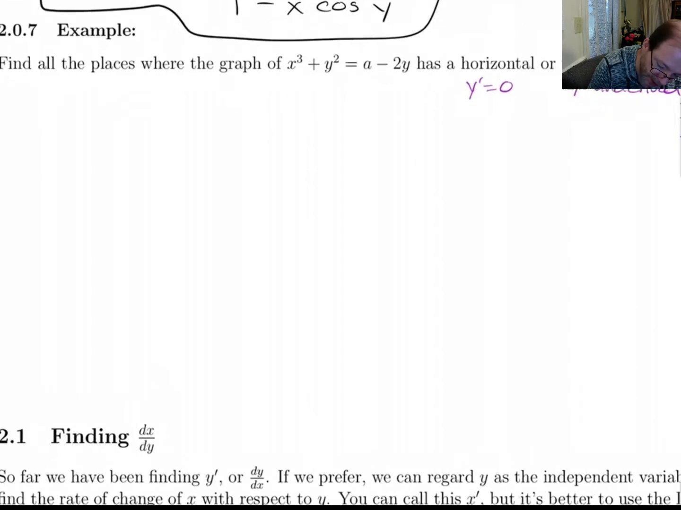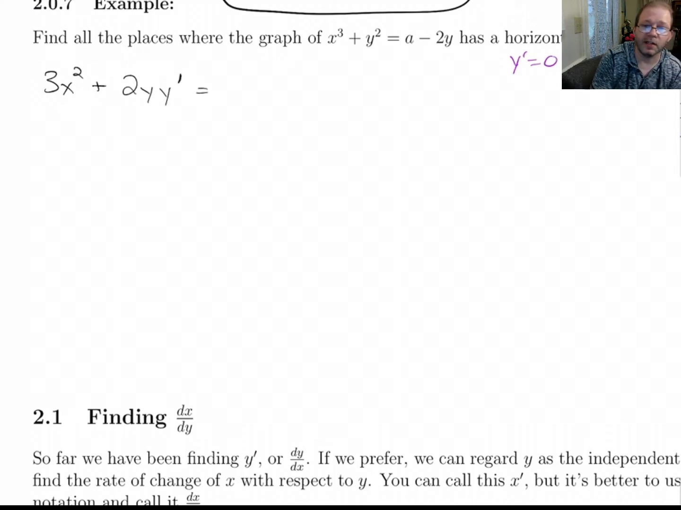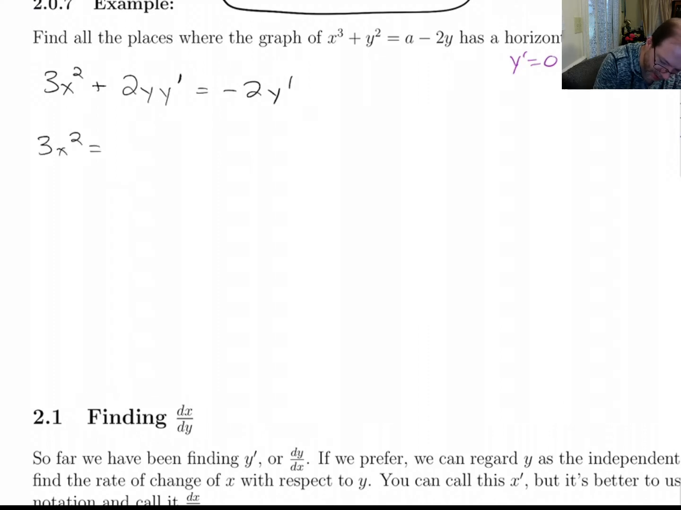So let's go through and take the derivative here. The derivative of x cubed is 3x squared. The derivative of y squared is 2y times y prime. A is a constant, so the derivative of a is 0. The derivative of minus 2y is going to be minus 2y prime. All right, let's move this over to that side. So you get 3x squared is minus 2y prime minus 2y prime.